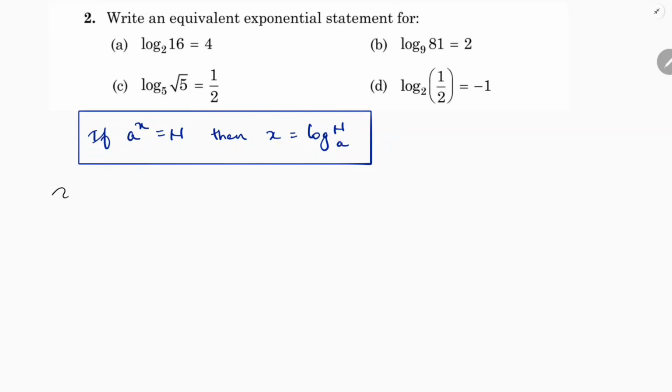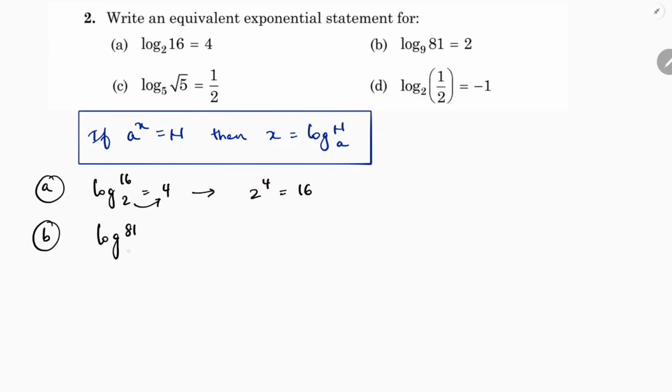Now see the first question, logarithmic form, log 16 to the base 2 equals 4. So 2 power 4 equals 16. This is exponential form. For the second one, log 81 to the base 9 equals 2. Take the base and write the answer of the logarithm as power. So 9 power 2 equals 81.